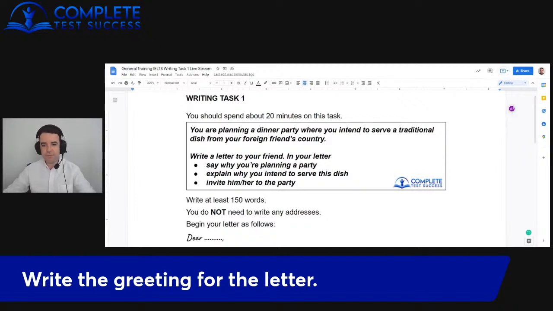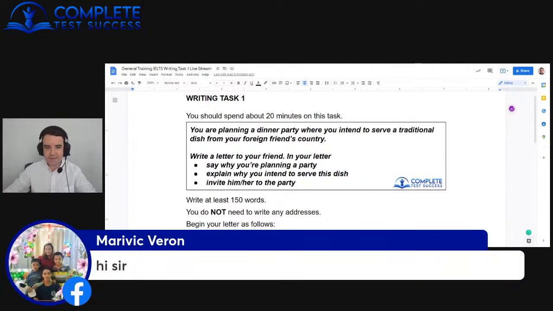Okay, so just a reminder, we're looking at general training writing task 1, where you write a letter. So if you're doing academic IELTS, it's a different question type, and you need to respond differently.